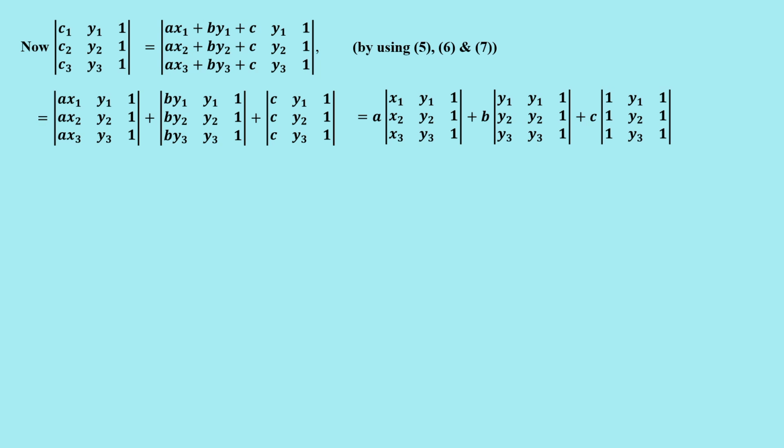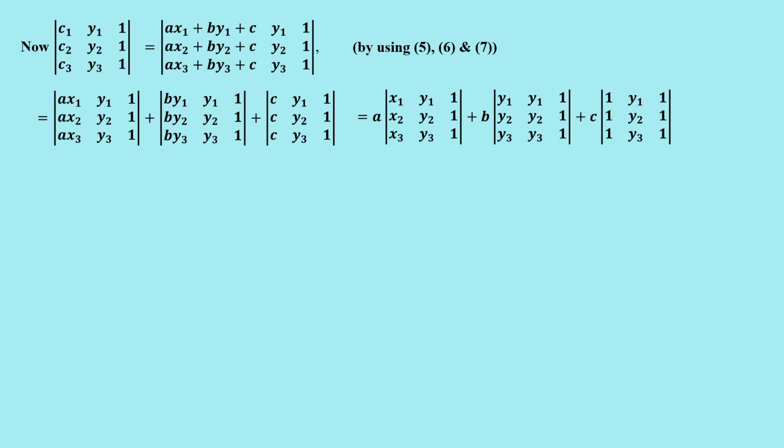If any element is common in one row or column, you can take it outside, right? So we are taking a outside, so we will get the first determinant x1, x2, x3 in the first column, y1, y2, y3 in the second column, 1 1 1 in the third column. Similarly, b is common in the second determinant, so take it outside. So b into y1, y2, y3, y1, y2, y3, 1 1 1, plus c is common in the last determinant, take it outside: 1 1 1, y1, y2, y3, 1 1 1.